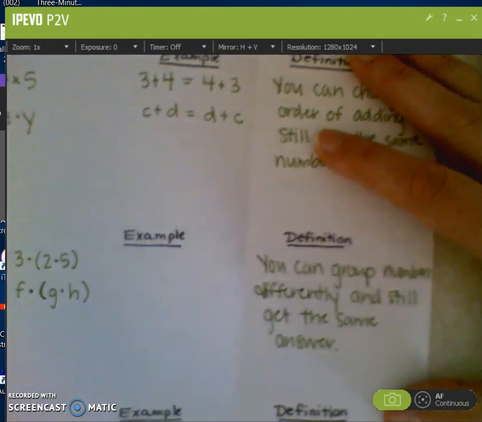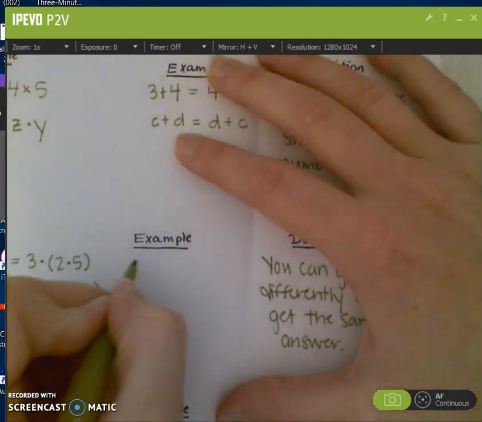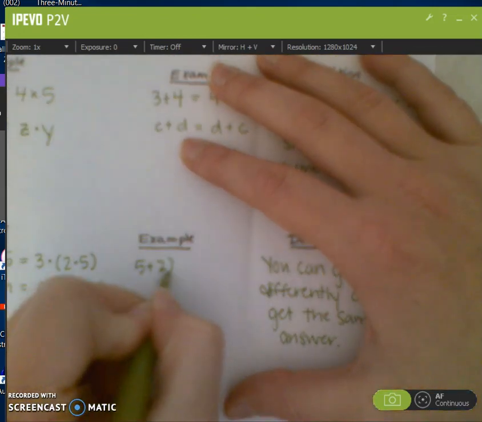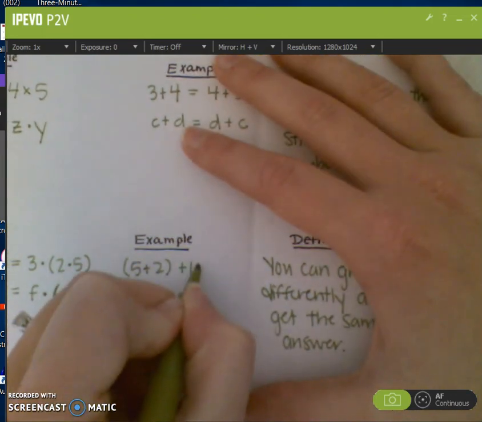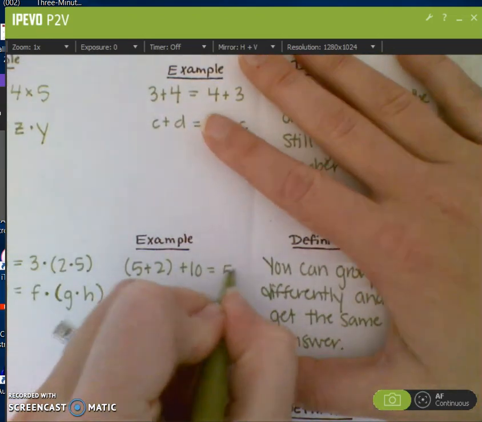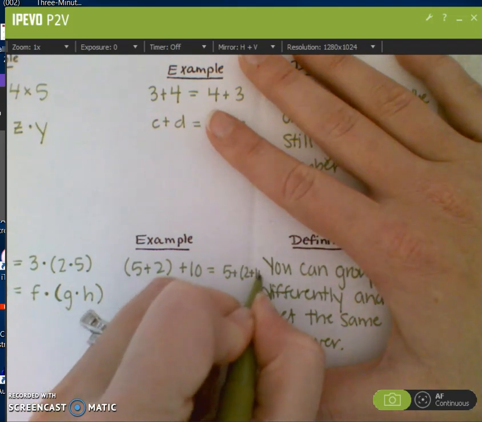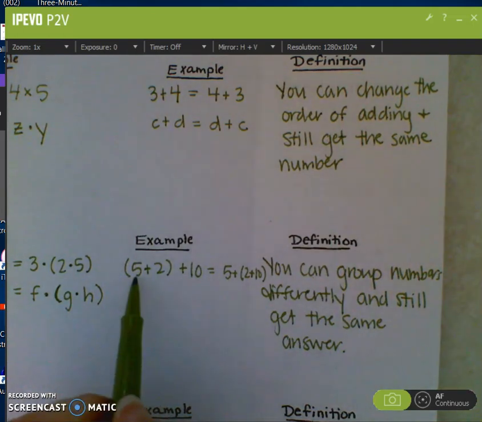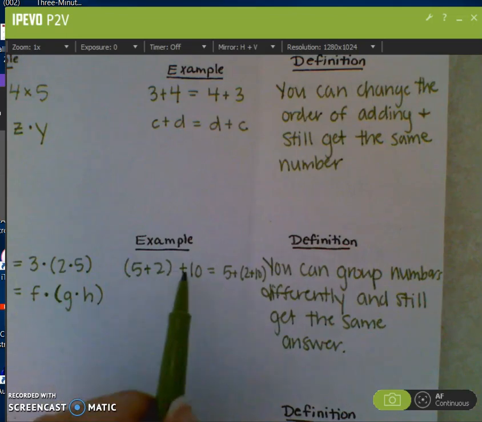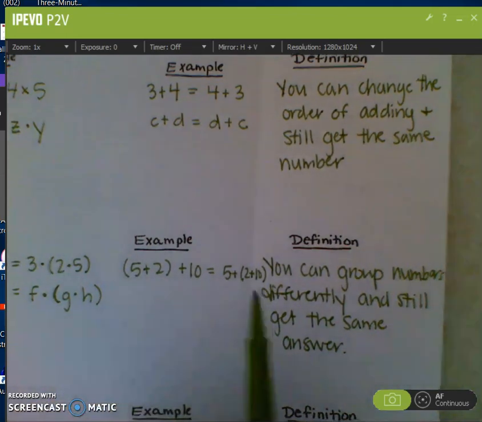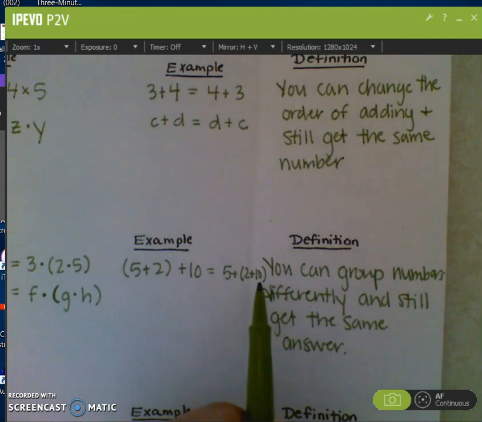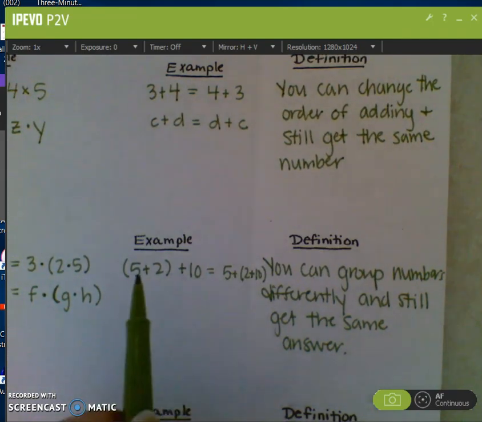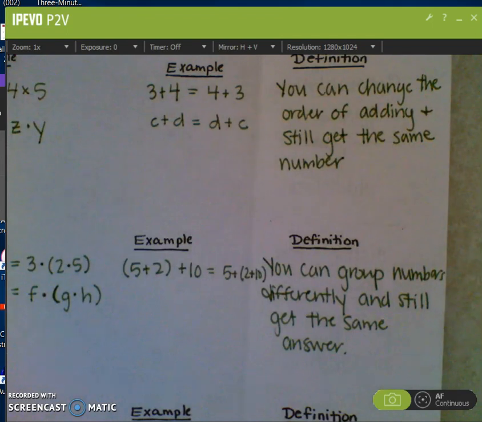So my example would be, I could do 5 plus 2 in parentheses and then add 10 and say that's equal to 5 plus the quantity 2 plus 10. And if you are still not sure if you believe me or not, do the math. In parentheses we have 5 plus 2, so that's 7. 7 plus 10 is 17. Over here in parentheses, 2 plus 10 is 12, and 12 plus 5 is 17, so 17 equals 17. That is a true statement.